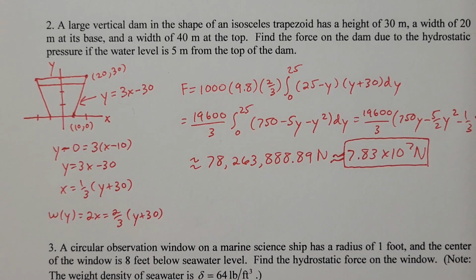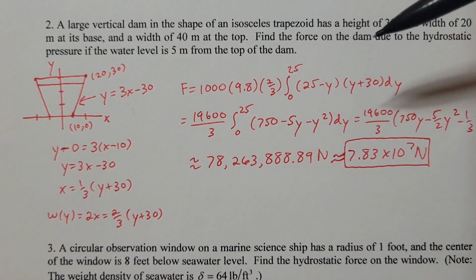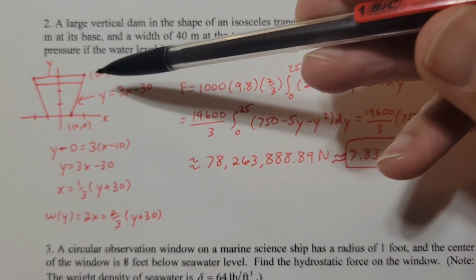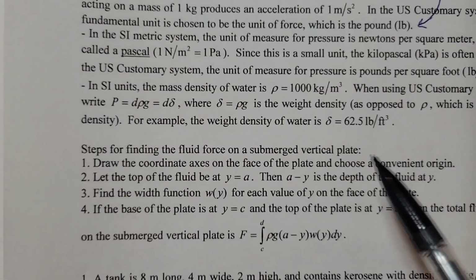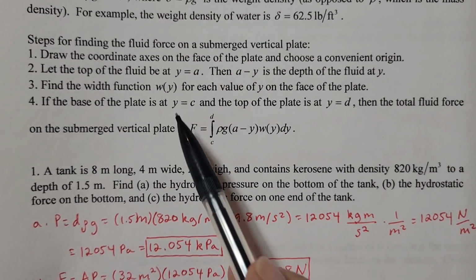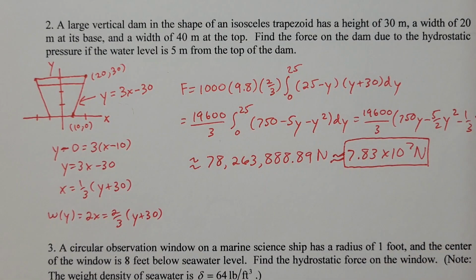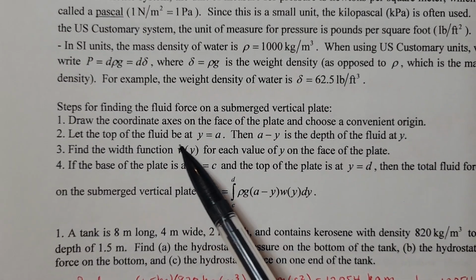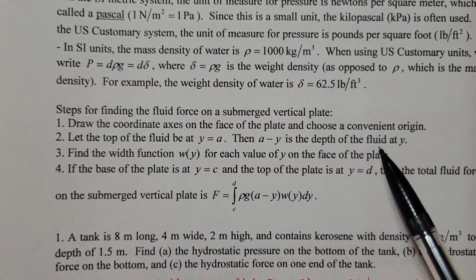And then 2/3, that's a constant that can come out of the integral. So then the bounds on the integral, the bottom of the plate is at 0, and the top of the plate that's got water against it is 25. So I'm going from y equals 0 to y equals 25. And then a minus y, well, a is 25 meters, right? So let the top of the fluid be at y equals a, that's 25 meters. Then 25 minus y is the depth of the fluid at y.